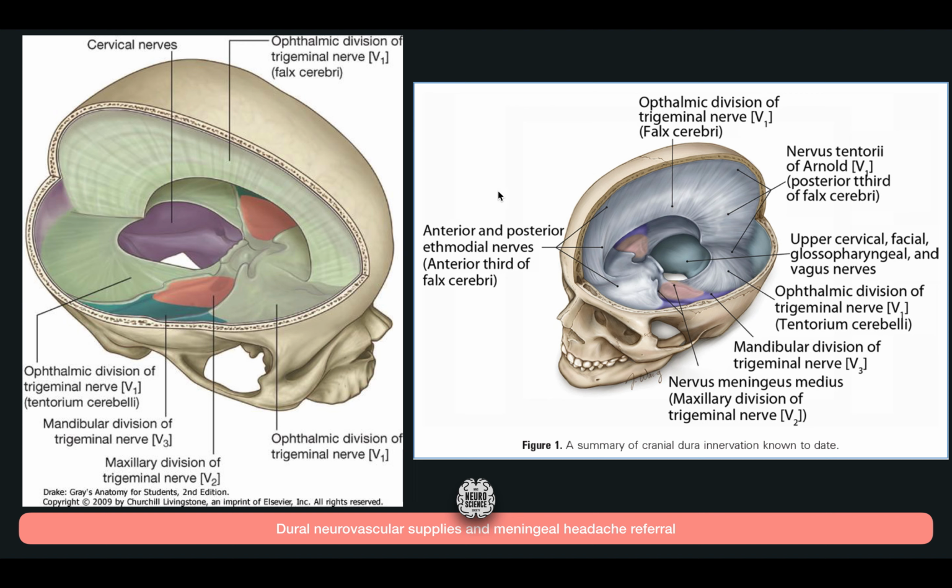Okay, and here is another view just to demonstrate that this is all V1. This is cervical, this is V2, and then V3 out there. Quite useful to know, I think.